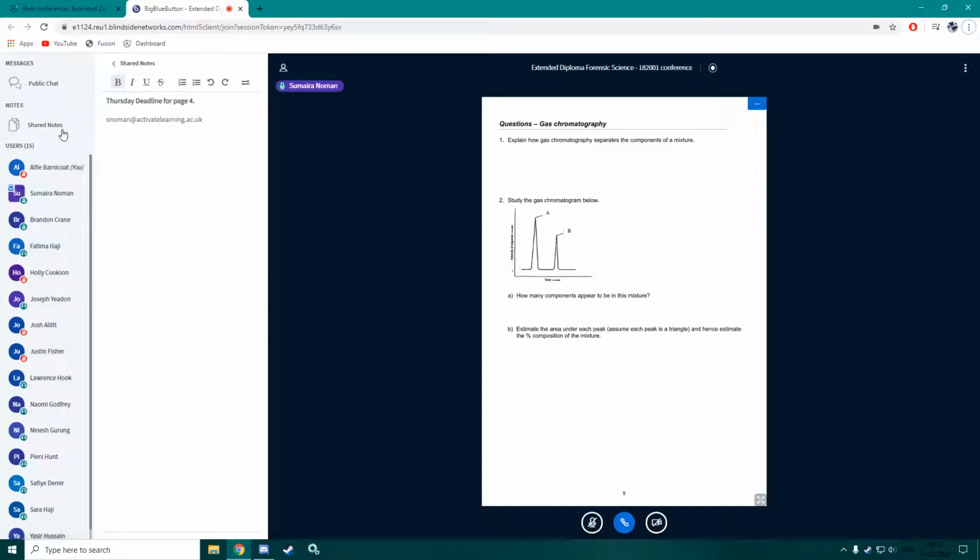Next, the question asks us to explain how gas chromatography separates the components in a mixture. It uses certain features. I'm not going to write a paragraph; you can write the paragraph in your own words. So does anybody have any features? You can put your mic on, or type any features it uses to separate a component. We want keywords.